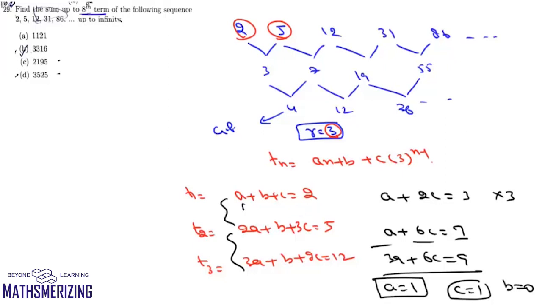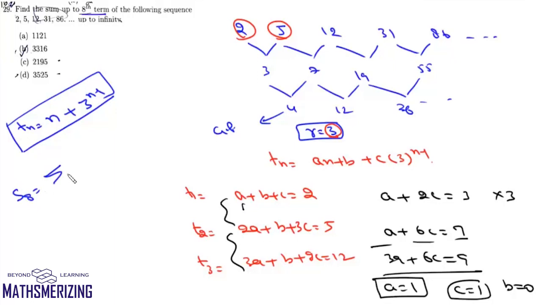So general term for this sequence, it will be a, which is 1. So it'll be n. Now b is 0, and plus 3 to the power of n minus 1. So that is the general term for this sequence. Now we need to find sum of 8 terms. So sum of 8 terms will be this summation n plus this summation 3 to the power of n minus 1. Now this is n into n plus 1 by 2. So it will be 8 into 8 plus 1 by 2, and plus, now this is nothing but a GP.